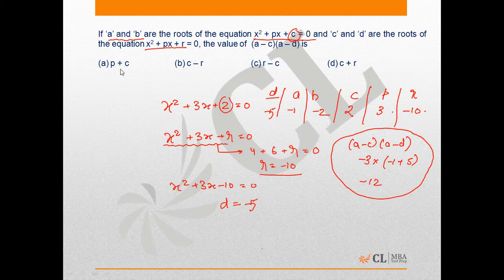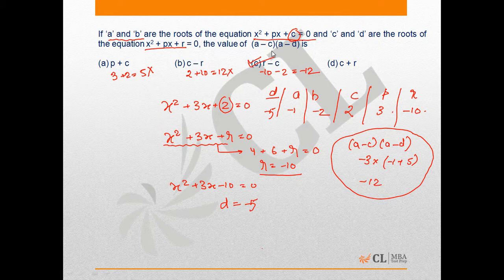You can verify among the options. p plus c: p is 3 and c is 2, so it is not valid. c is 2 and r is minus 10, so it is 12, not valid. r is minus 10 and c is 2, so it is minus 12, valid. So my answer is C.